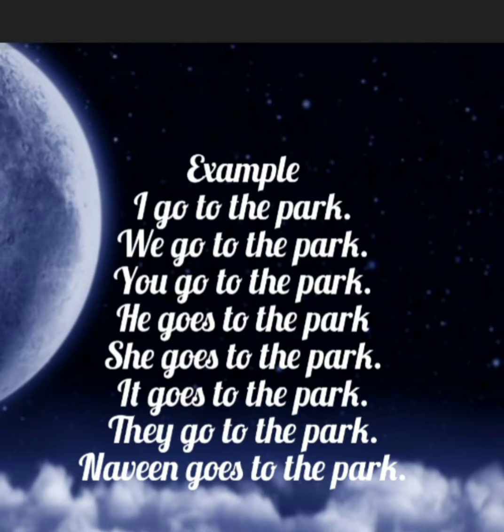The last one is Naveen goes to the park. Naveen is the name of a person, so we add the does form to the verb. So when we add the does form to the verb go, we get the verb goes. So the answer is Naveen goes to the park.